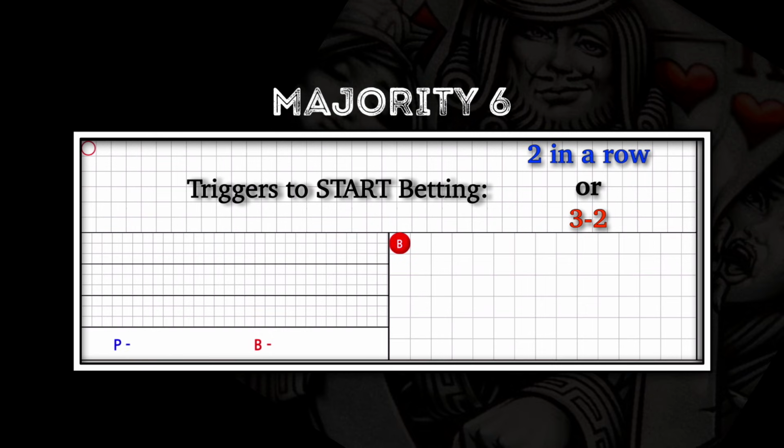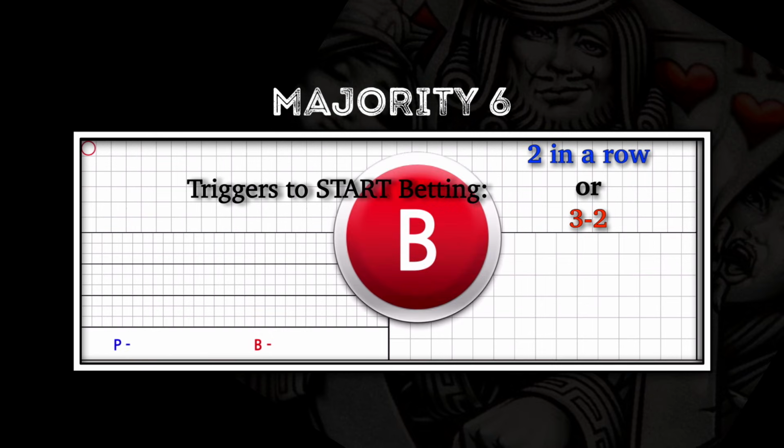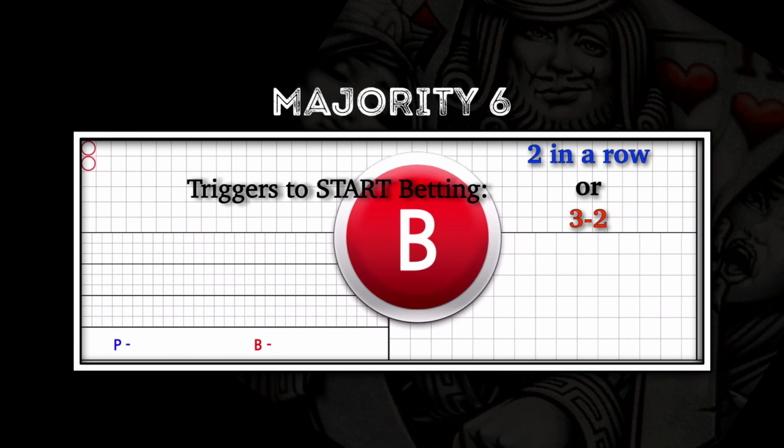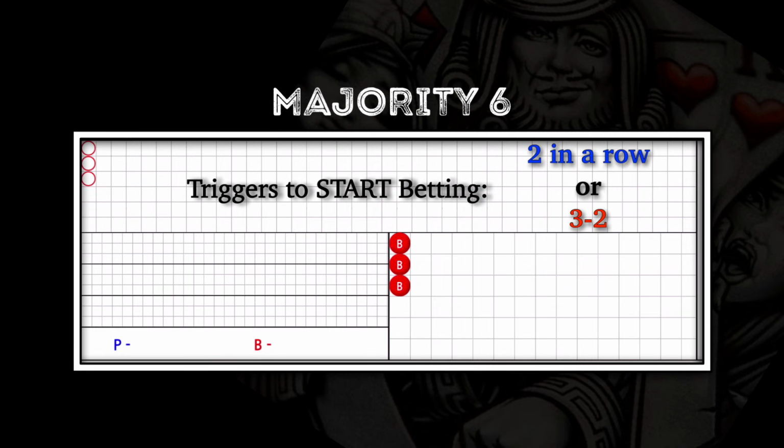Let's say another banker shows up. Okay, I am now ready to bet on banker. And there we go, there's a win. If I win, the same rules apply. We would stop and wait for the next column. But what if we lose? What if a player shows up? Well, as you can see, we have a 2-to-1 majority for the banker. So I would place another bet on banker.